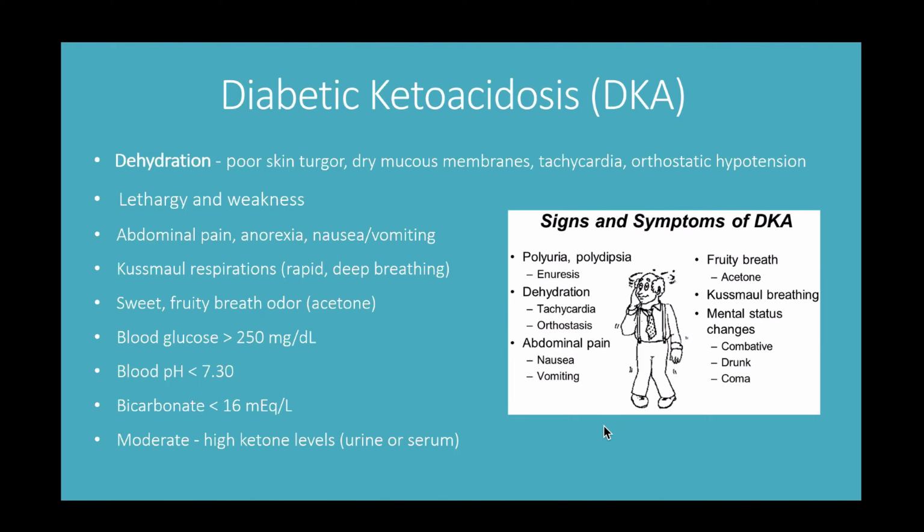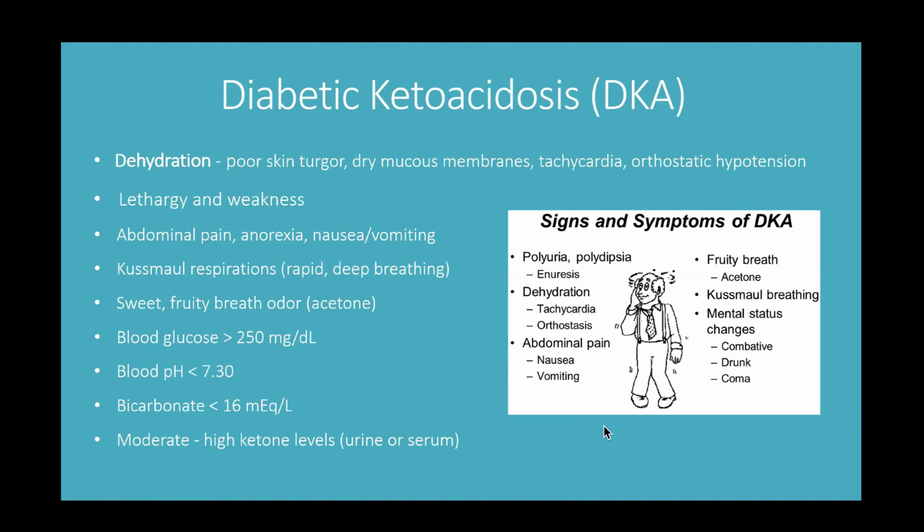They're going to show signs of hyperglycemia, like lethargy and weakness and nausea and vomiting. They'll have Kussmaul respirations. They have a sweet, fruity breath, kind of like Juicy Fruit gum. If anyone's ever smelled that, that's what their breath smells like. And that is the acetone that's being released into their blood system.